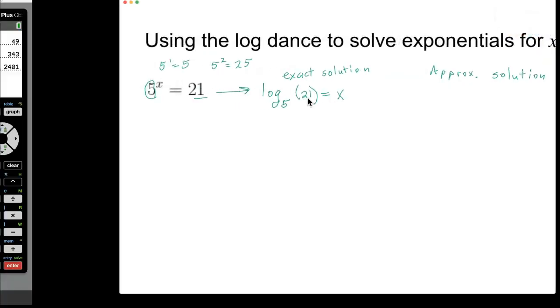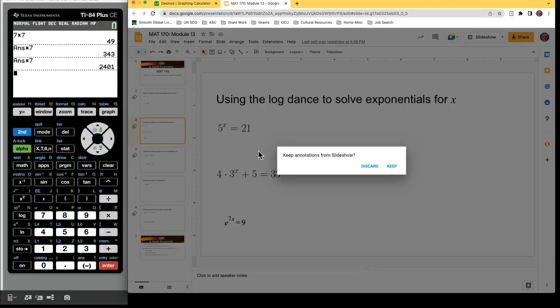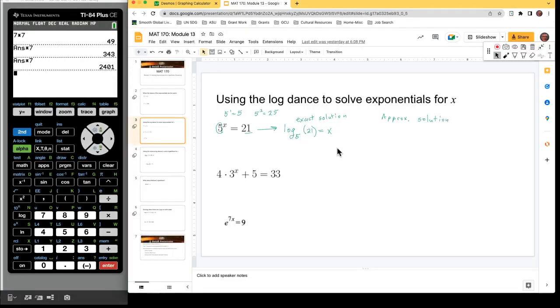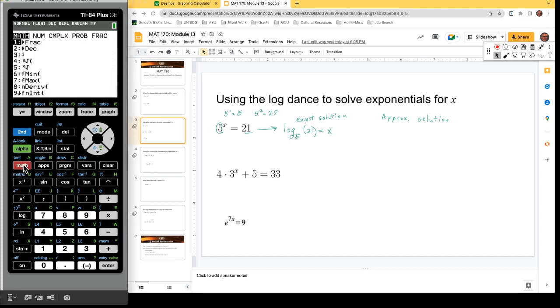And let's see, we come over here, and there are multiple ways you can do this, but with the TI-84 calculator, we can use the math function. And then I'm going to go upwards. You can go down, but it's at the very bottom of the list, so a student showed me that this is a shortcut. Go up. And then you see log base right there.